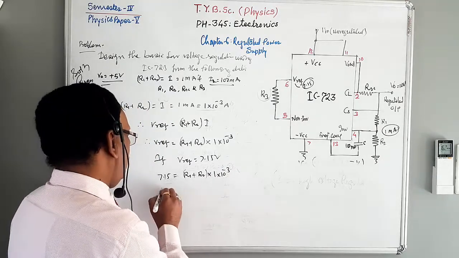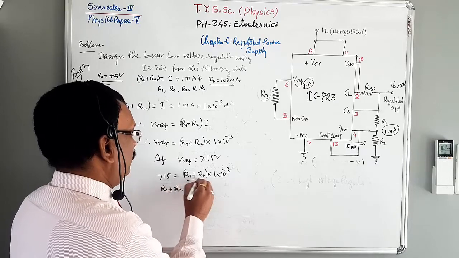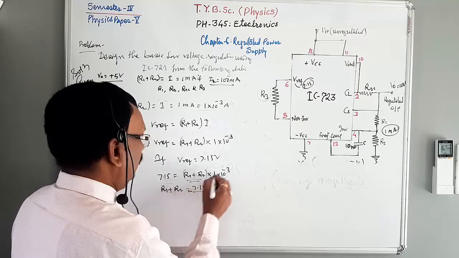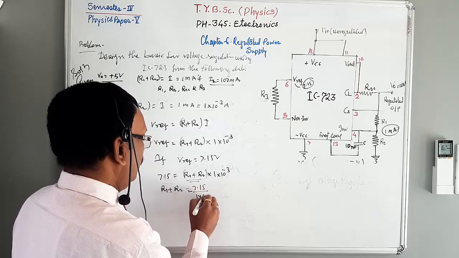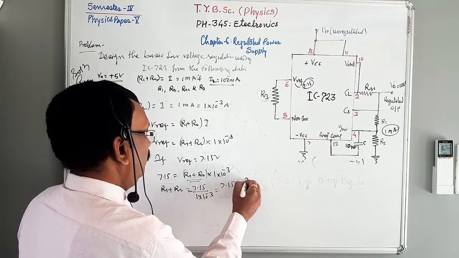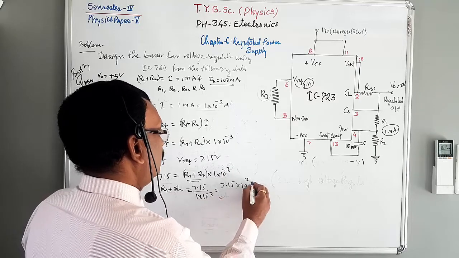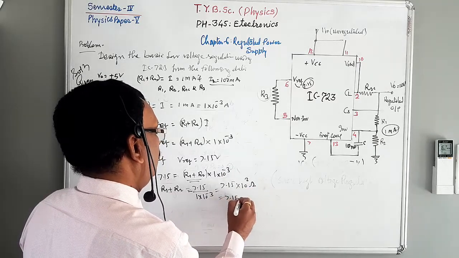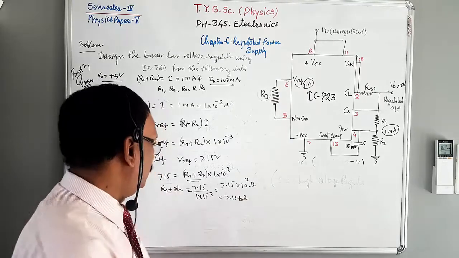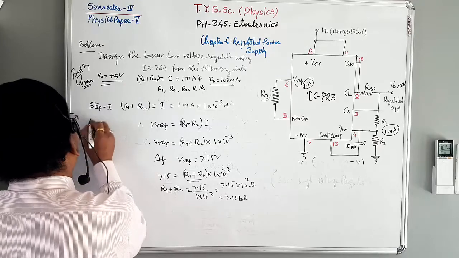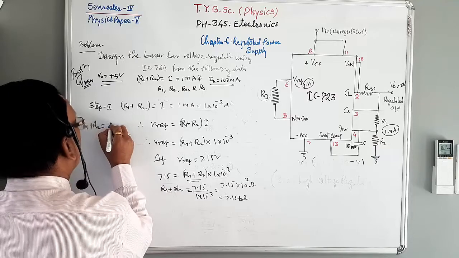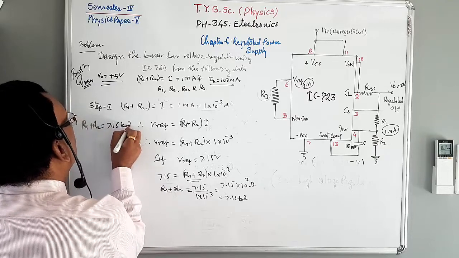Or simply R1 plus R2 is equal to 7.15 divided by 1 into 10 raised to minus 3, or 7.15 into 10 raised to plus 3 ohm, or 7.15 kilo ohm. This is the value of R1 plus R2. So in the first step we calculate R1 plus R2 is equal to 7.15 kilo ohm.